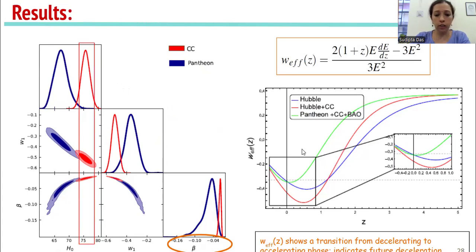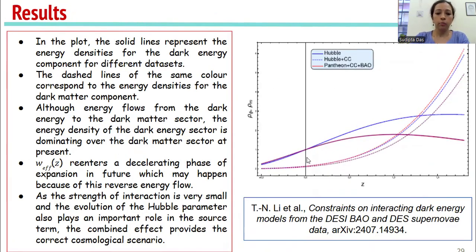Now, since the flow of energy density is in the opposite direction, we have also plotted rho phi and rho m for this particular model. The solid lines represent the energy density for the dark energy component, whereas the dashed lines represent the energy density for the dark matter. So it shows that although the flow is from the dark energy to the dark matter component, at present the dark energy component is dominating. As we have mentioned, W effective will re-enter the decelerating phase, but this may happen because of this reverse energy flow. As the strength of interaction is very small and the evolution of the Hubble parameter will also play an important role in the source term, this combined effect provides us with the correct result.